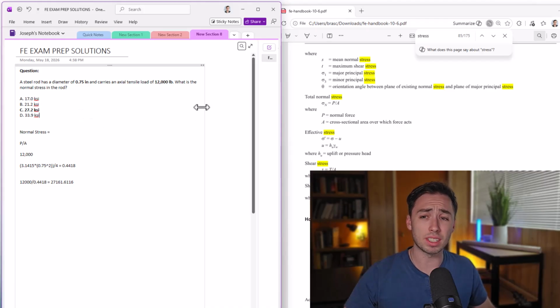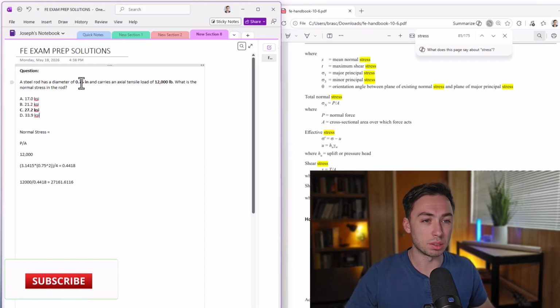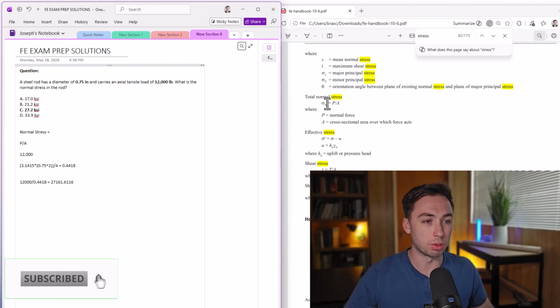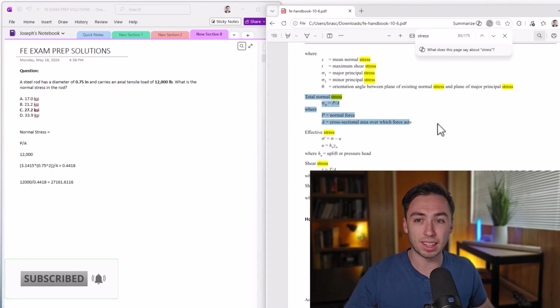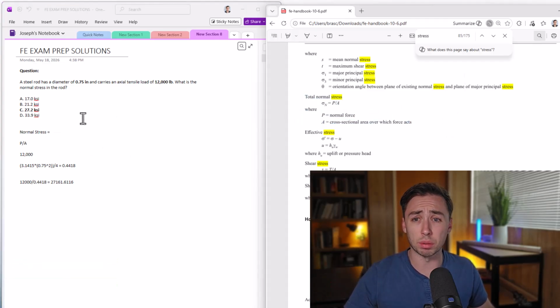Again, the FE exam is not exactly always testing depth, but how you approach the problem, your accuracy with the units, and how to best apply the principles. Total normal stress is the equation we found, and we plugged that in carefully with the units, and we got the right solution.